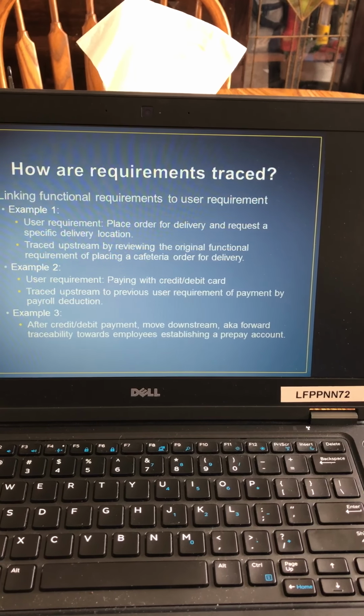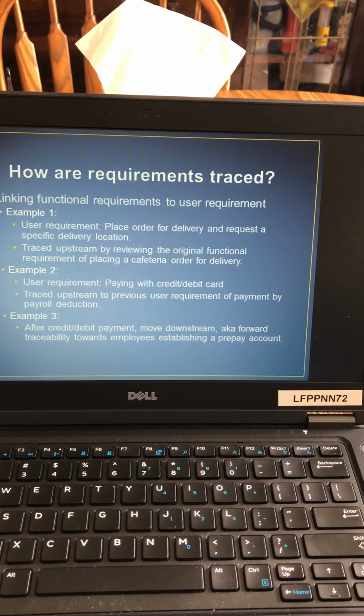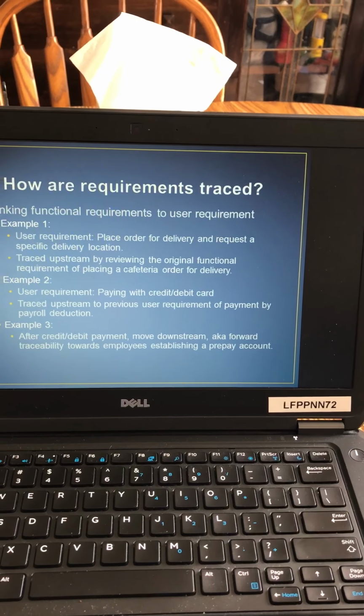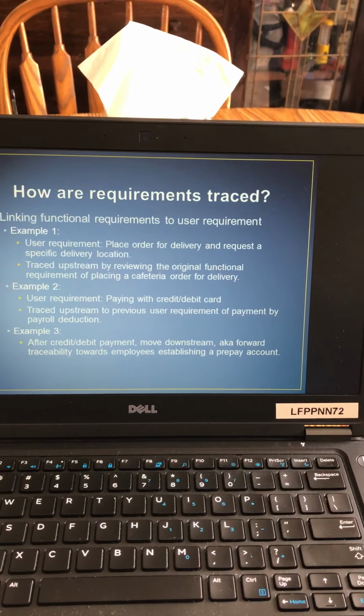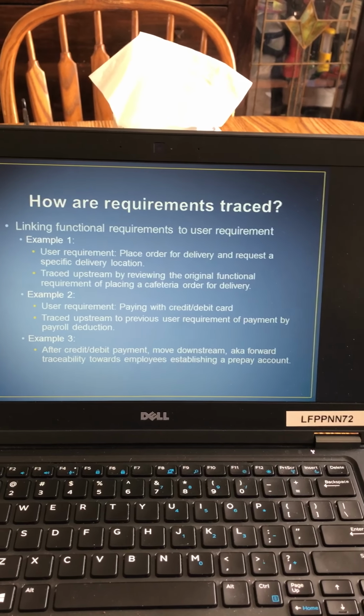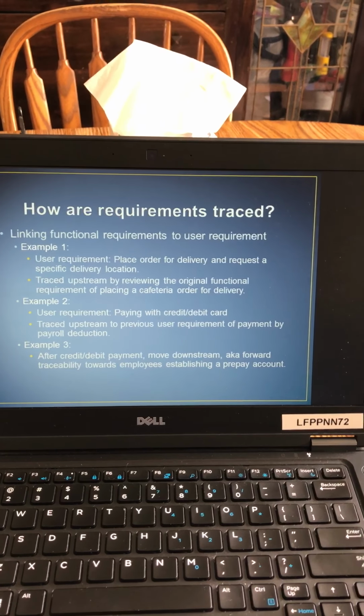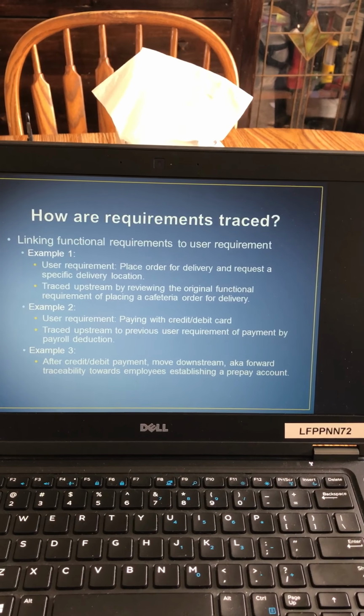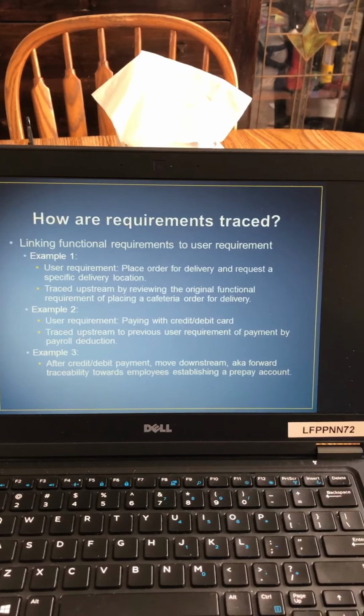An example of traceability to move downstream, also known as forward traceability, would be that the employees will eventually be able to pay via a prepay account that they've set up. So if there's an issue with that, they can look back to the previous payment method of credit or debit card and so forth.